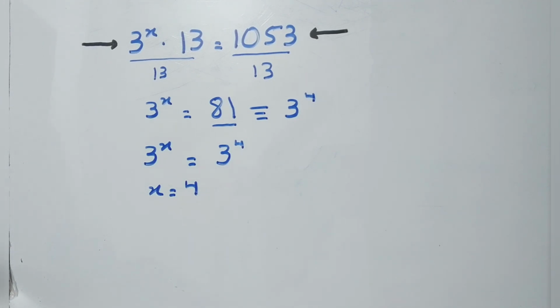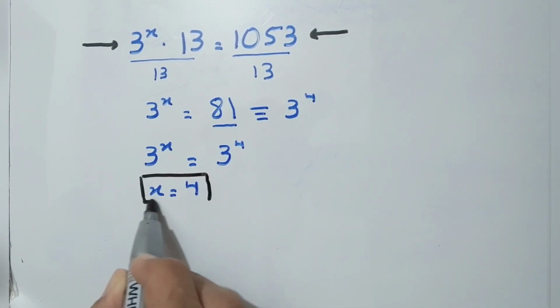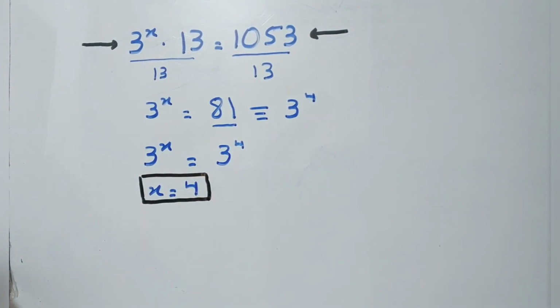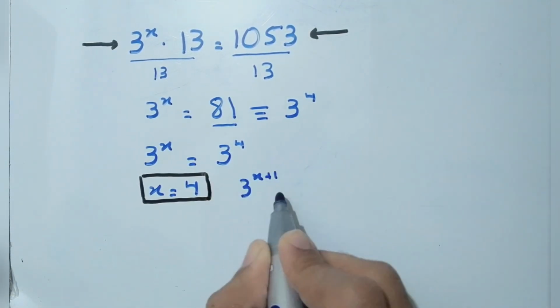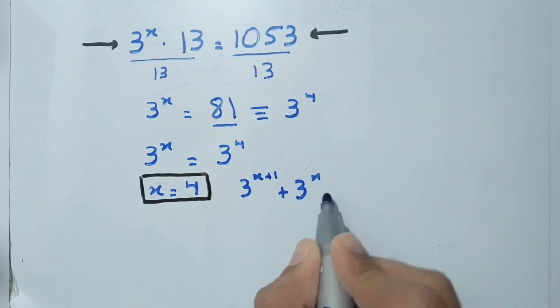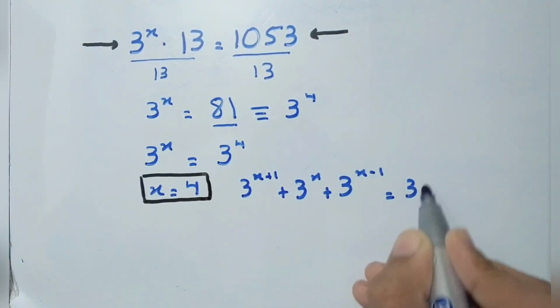But wait. Before we wrap everything up, we have to double check that our solution is absolutely correct. We know that x is equal to 4. We've arrived at the correct answer, but let's just double check it. And how would we double check it? The first equation we had was 3 raised to power of x plus 1 plus 3 raised to power of x plus 3 raised to power of x minus 1 was equal to 351.